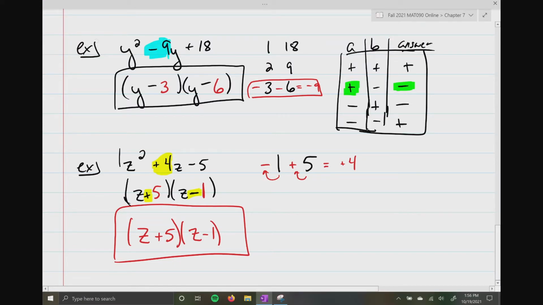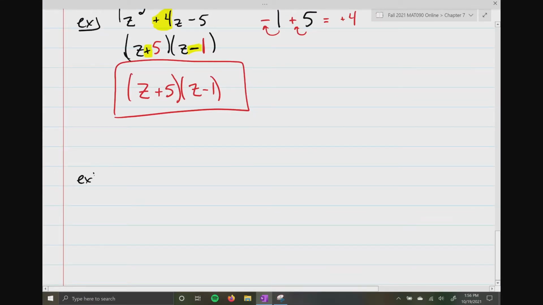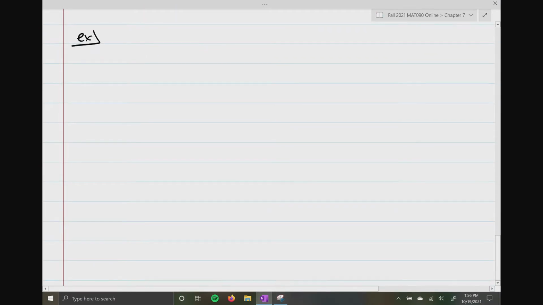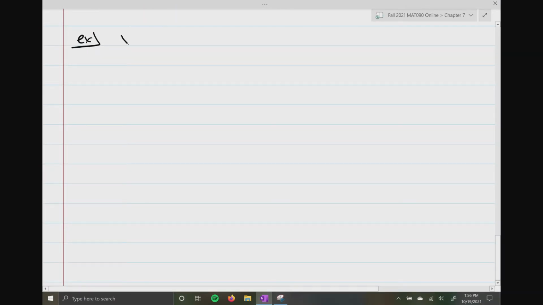All right, this time I'm going to speed up a little bit. So here's our example: x squared plus x minus 20. So it's a trinomial. There's a 1 out front, so I know I can go directly into my multiplication of two binomials. Okay? So I'm going to write an x, and I always copy down the first sign. I know from my table above, if the first number is positive and the second number is negative, my second sign has to be a negative.